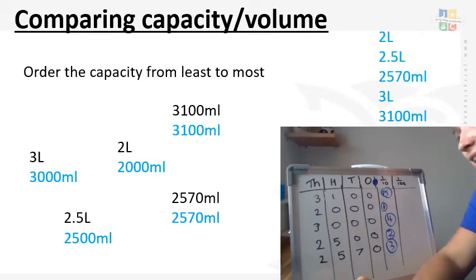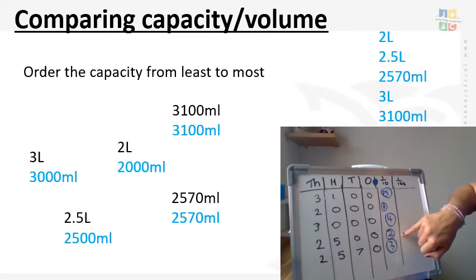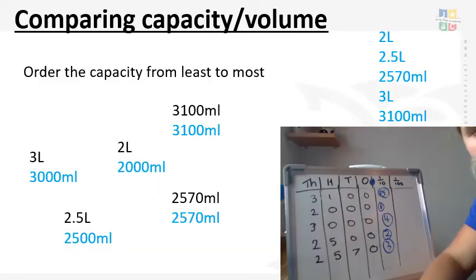Now what I have actually then done is I have used the original numbers to show the order. So 2 litres, which I've said is 2,000, 2.5 litres, which is 2,500, 2,570, 3 litres, which is the same as 3,000, and then 3,100 millilitres. So you should have got an order that looks something like that.